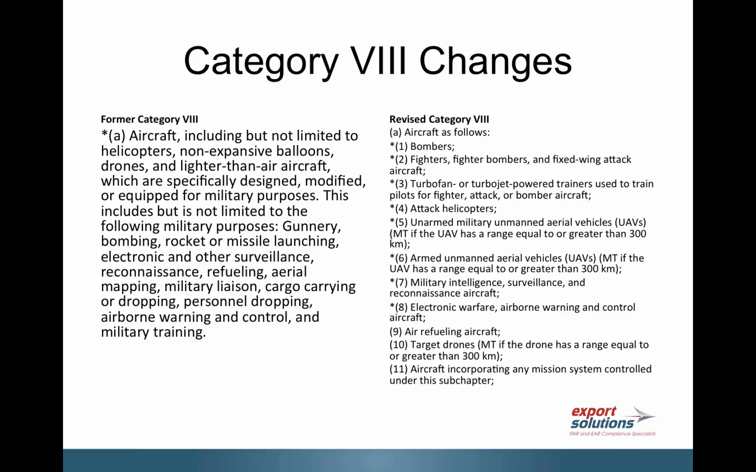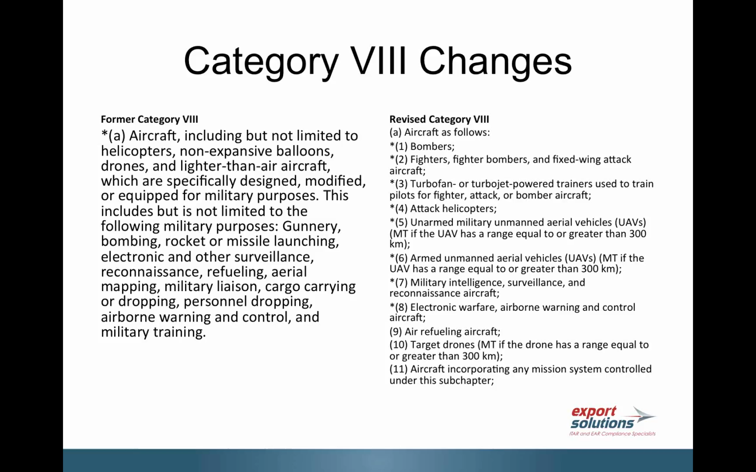If you look on the right, the new revised rule, aircraft as follows: bombers, fighters, fighter bombers with fixed-wing attack, turbofan or turbojet-powered trainers. That'll be like T-38s and T-6s and things. Attack helicopters. Once again, helicopters were always included in Category A, but even utility helicopters were included. Well, now they're specifying attack helicopters. Unarmed military unmanned aerial vehicles, UAVs. The press improperly likes to call them drones a lot, but they're not drones. They're much more sophisticated than that.